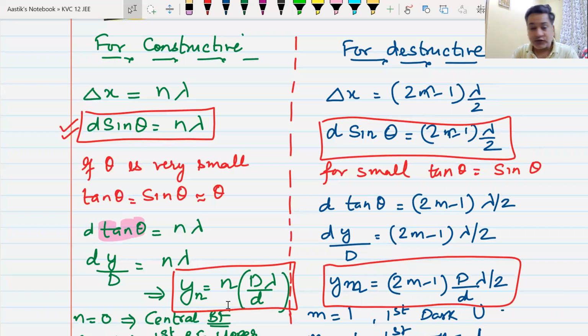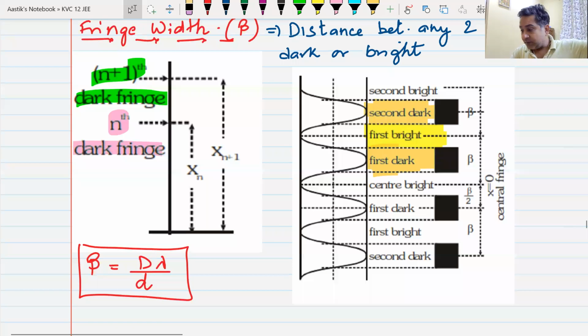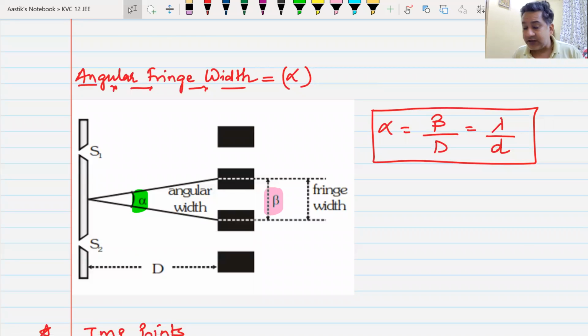Do we understand this? Fringe width: the distance of any bright fringe is n times beta. The distance of any dark fringe is (2n minus 1) times beta by 2. We all understand this, yes or no? Angular fringe width, you can write it as beta by capital D, or as lambda by d. Whenever they ask you the angular position, they're asking you the angle. Angle of bright will be n times, angle of dark will be (2n minus 1) lambda by 2d times. Do we understand this?